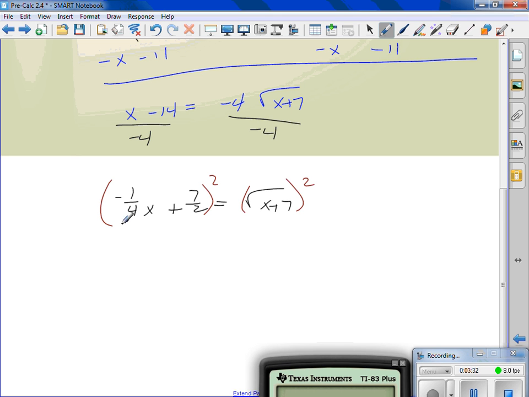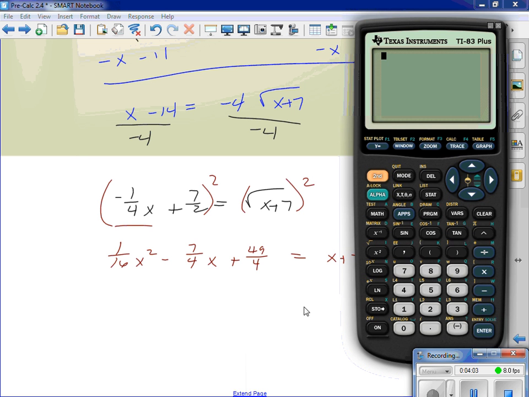When I square this one, I get 1/16 x squared. All right, the middle term. 2 times a fourth is a half. A half times 7 halves, I'm going to have negative 7/4 x, and this squared, plus 49/4 equals x plus 7. A lot of people are having a hard time with this middle term.